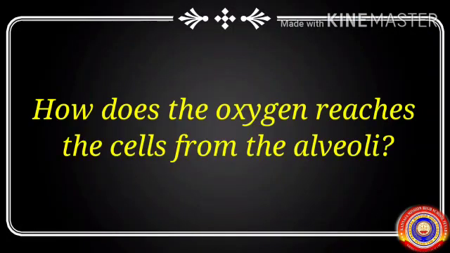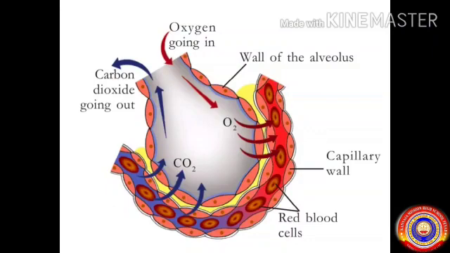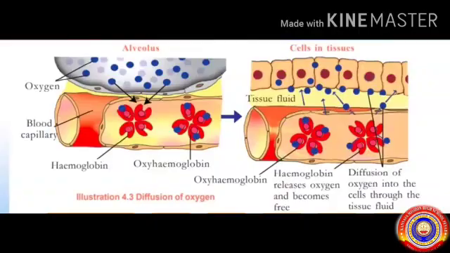How does the oxygen reach the cells from the alveoli? This is a very important question. Listen carefully. The oxygen from the alveoli reaches the blood capillaries. The hemoglobin in the red blood corpuscles absorbs oxygen. These disc-shaped blood cells do not have a nucleus and other cell organelles. Therefore, they are able to carry more hemoglobin. Iron is the oxygen transporting factor in hemoglobin. Hemoglobin absorbs oxygen and becomes oxyhemoglobin.